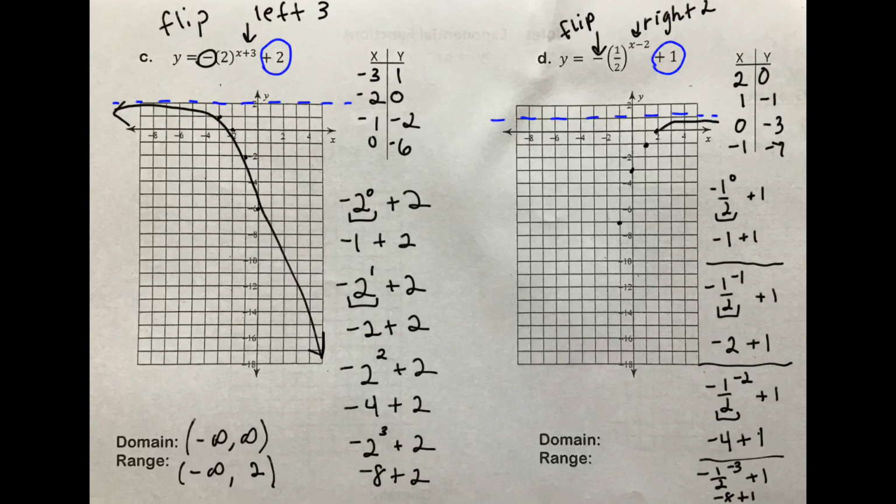Again, do not cross that asymptote. And there is our exponential decay reflection graph. Again, domain, negative infinity to positive infinity. Range, negative infinity to 1. And since it can't be 1, that's why we use the parentheses. Okay, so we're going to stop there.